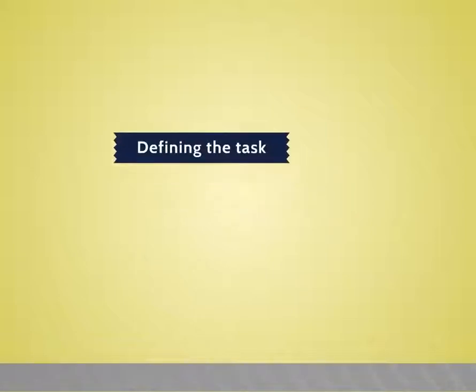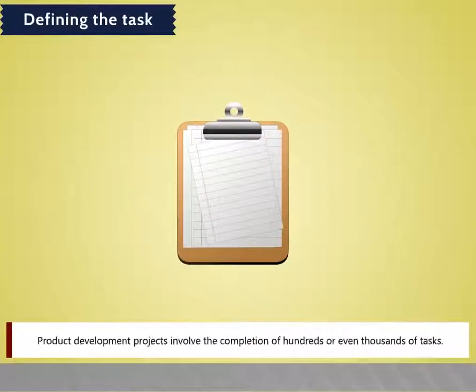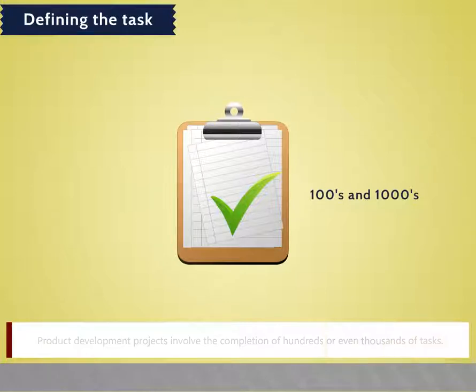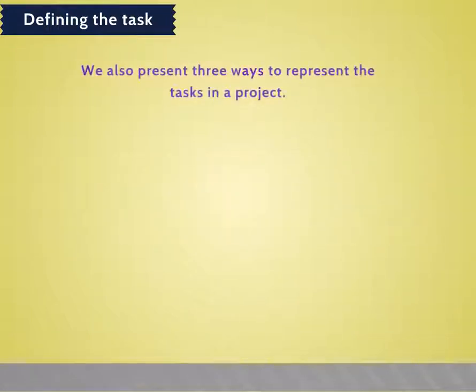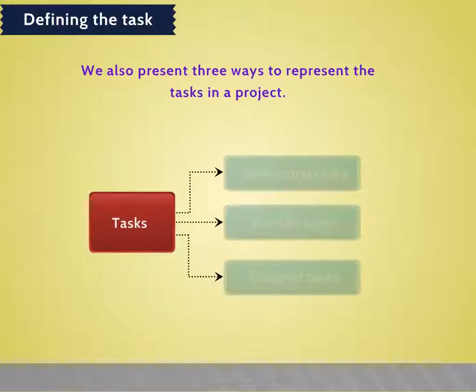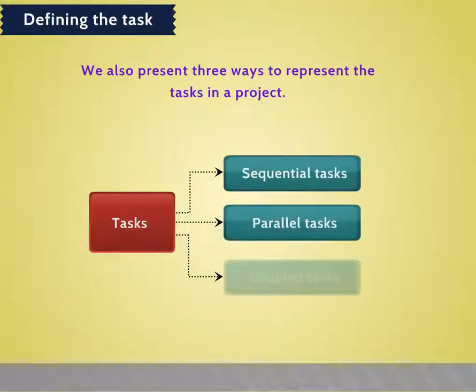Defining the task. Product development projects involve the completion of hundreds or even thousands of tasks. This section discusses some of the fundamental characteristics of interacting tasks, the basic physics of projects. We also present three ways to represent the task in a project: sequential task, parallel task, coupled task.